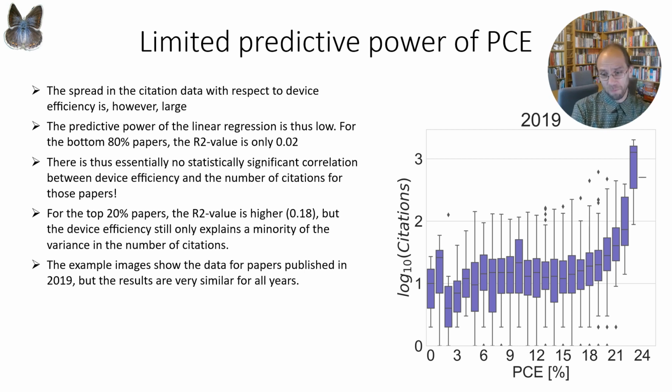For the top 20% of papers, in terms of device efficiency, the R2 value is somewhat higher, it's 0.18, but device efficiency is also for those papers explaining only a small part of the number of citations. The specific example shown in this slide and the previous slides is for 2019, but the data, the trends and the numbers are pretty much the same regardless of which year you're looking at.